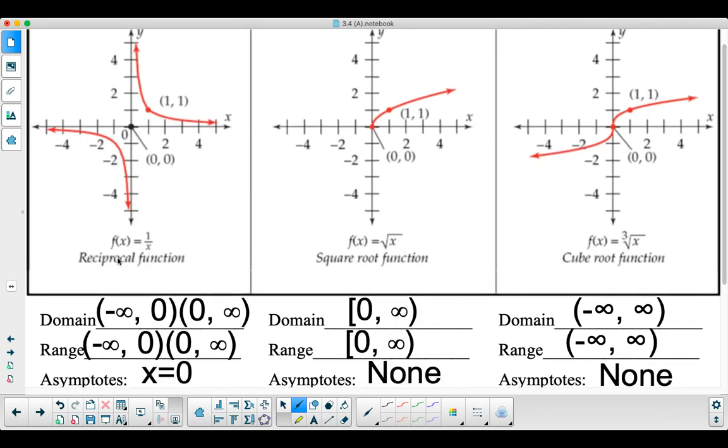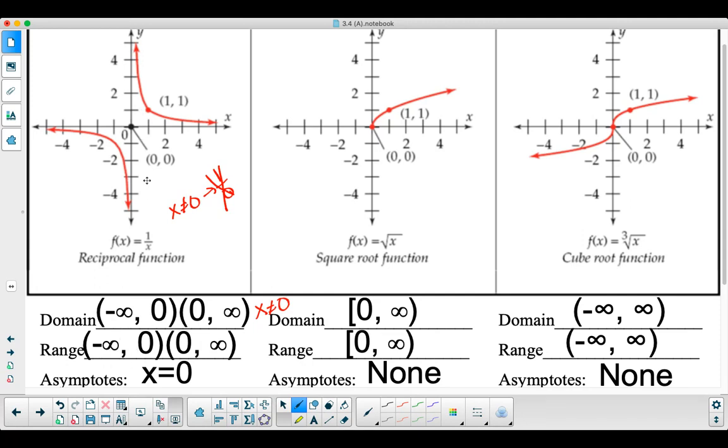All right, so for the reciprocal function, 1 over x. Now, for your domain, your input of x cannot equal 0, because you can't divide by 0. So we can be any other number. We can be any number less than 0, any number greater than 0. So our domain is negative infinity to 0 and 0 to infinity. You could also write this as x cannot equal 0.